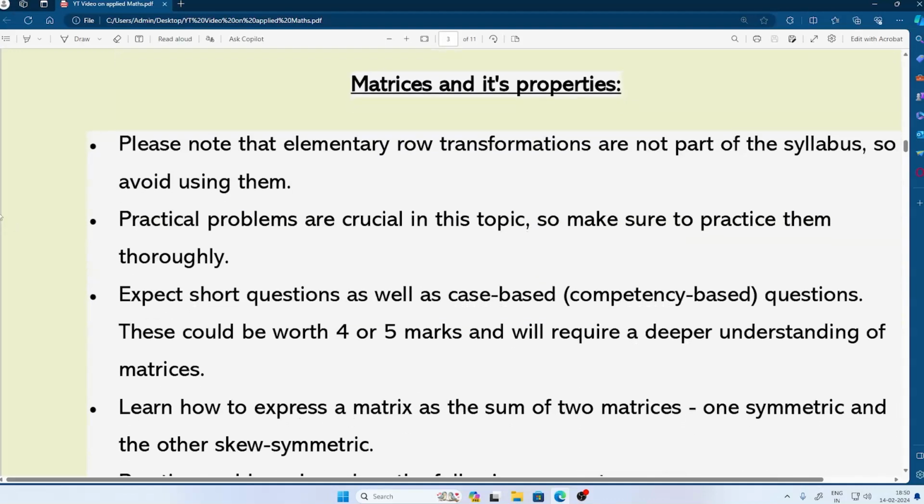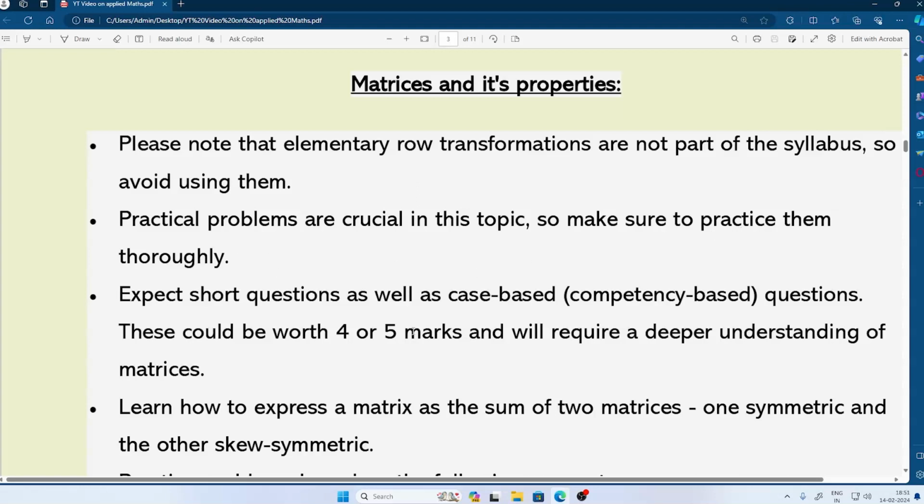Okay, so whatever my observations were throughout the year, I have listed out. I will share this page, this document, in the description list. You must download it and go through it at least once before your exam. Practical problems are crucial in this topic, so make sure to practice them thoroughly.